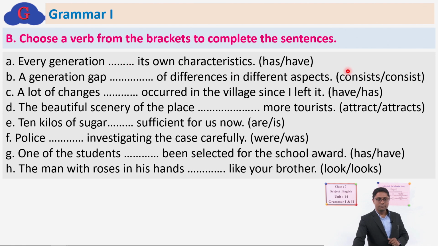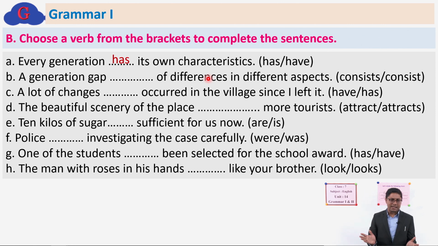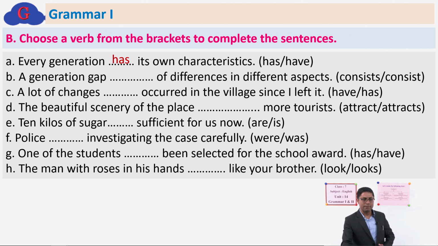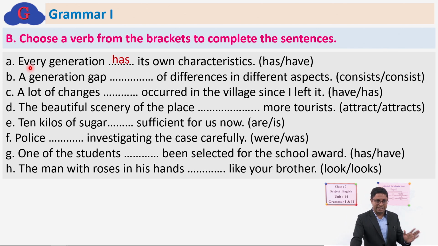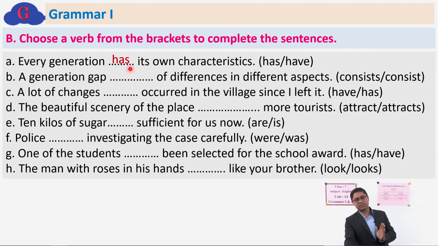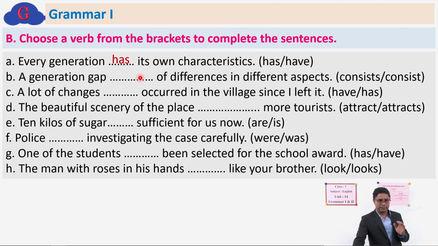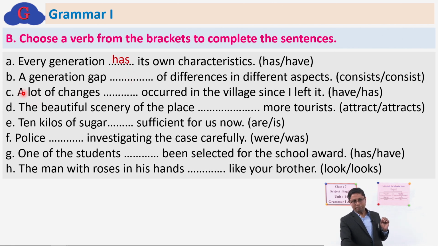See there, first one: every generation its own characteristics. What might be the correct answer here? Can you say? Exactly, it's "has". But can you tell me why "has" is the correct word here? Very good. You remembered the term "every". We already discussed this. When there is "every", then we use a singular form of the verb. Very good. Now, let us see B.